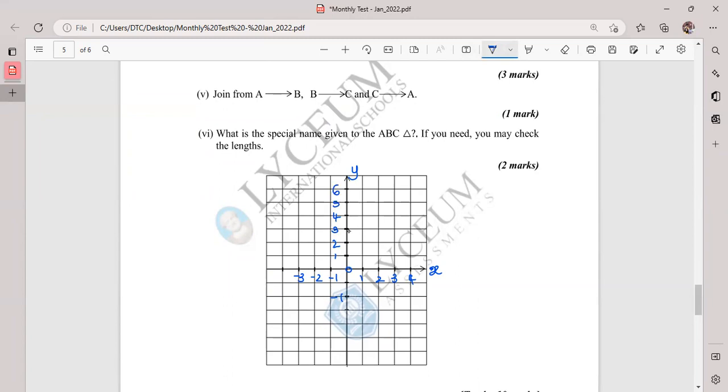And one more thing, children, when you're marking all these things, use your pencil. Don't do anything in the Cartesian plane with the pen, right?